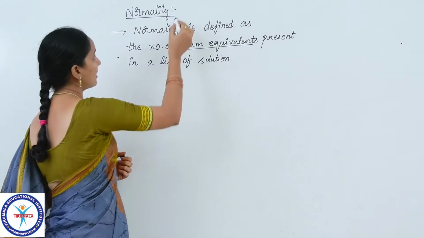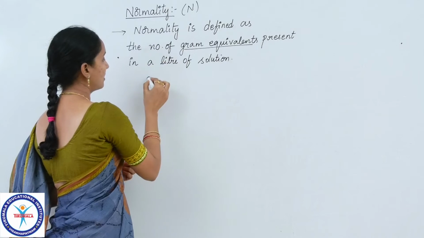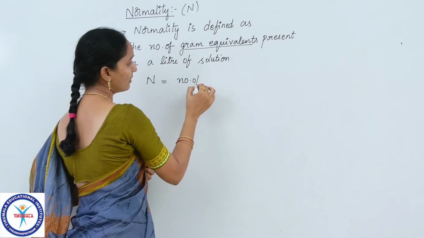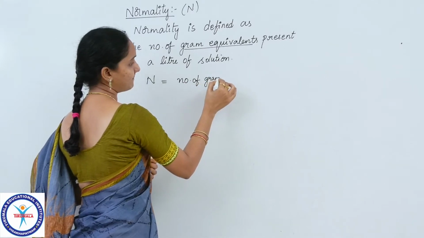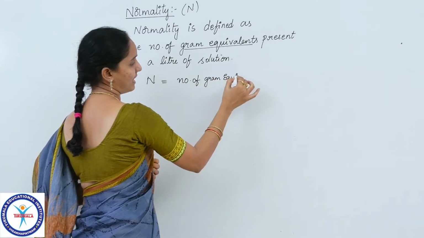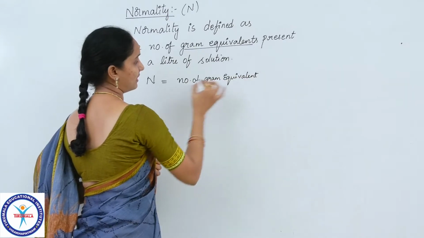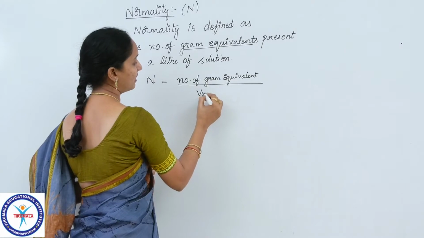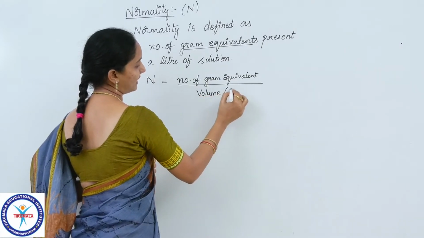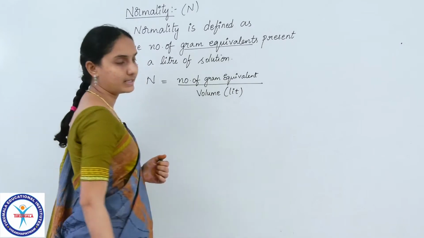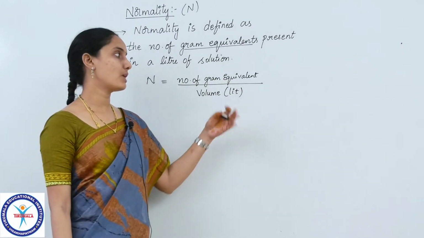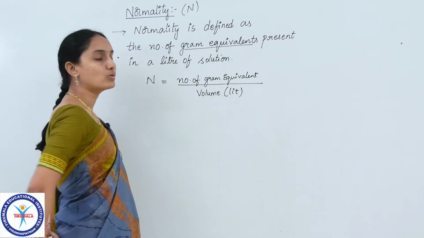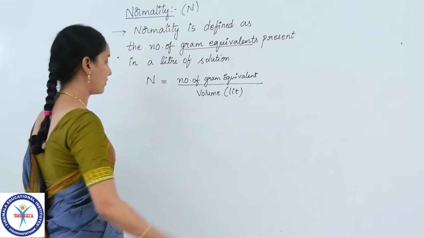Normality is generally indicated with capital N, children. So capital N is equal to the number of gram equivalents, instead of the number of moles, divided by the volume in liters. If it is given in ml, you have to multiply the numerator by 1000, children. Now let us see how to calculate the number of gram equivalents.